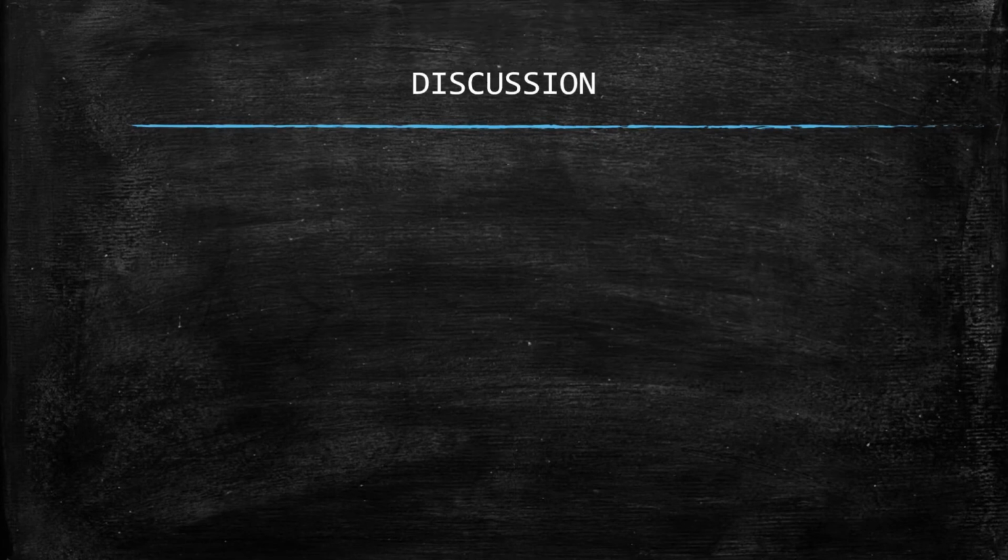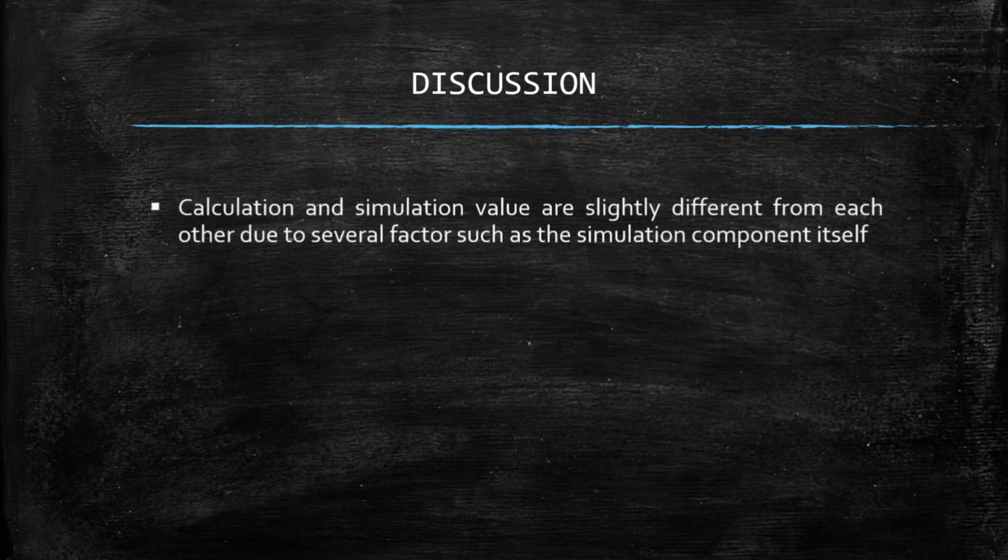For the discussion, based on the results, the calculation and simulation values are slightly different from each other due to several factors such as the simulation component itself. For example, from question 3b, in the calculation the value for a silicon diode is 0.7 volt to find the output voltage. But in the simulation, the value for the silicon diode is 0.638 volt, and it is not exactly the same as the value we use in the calculation.